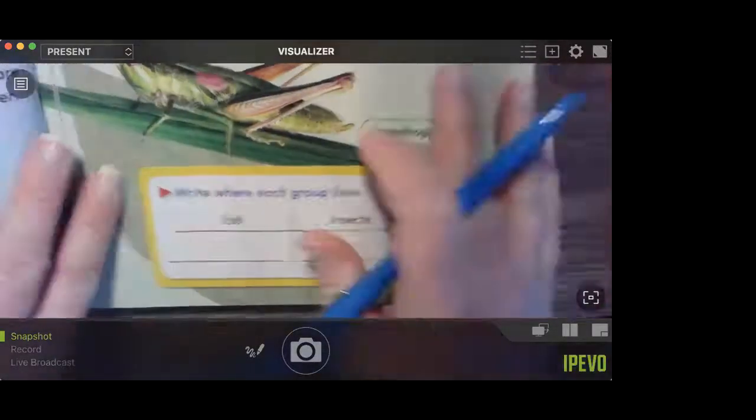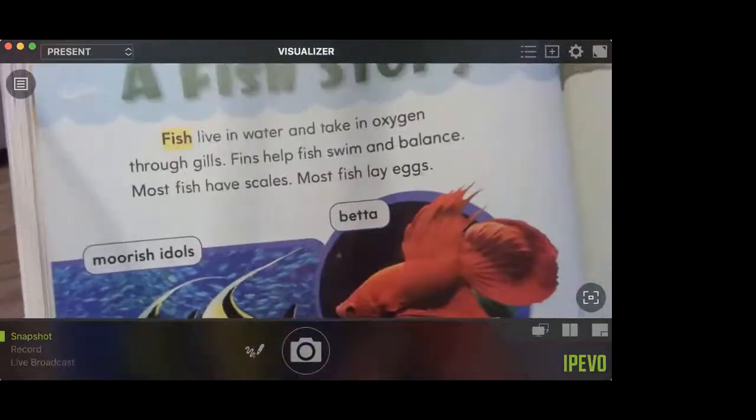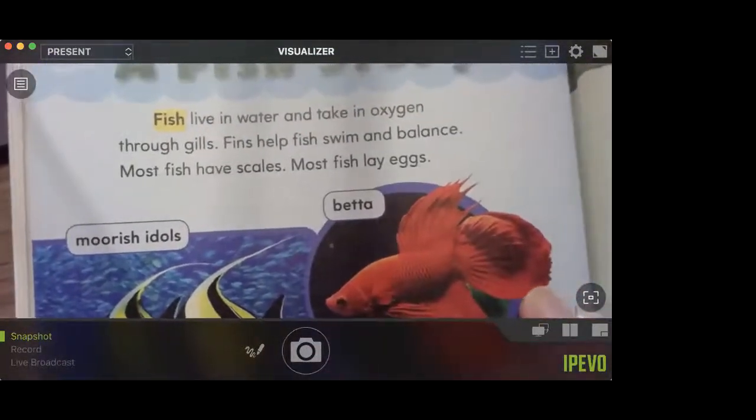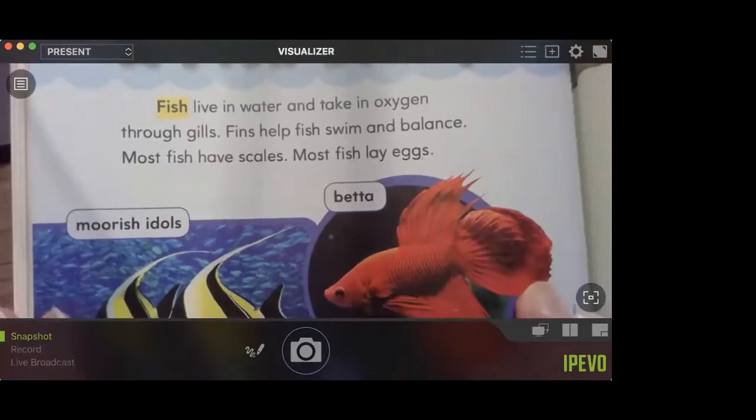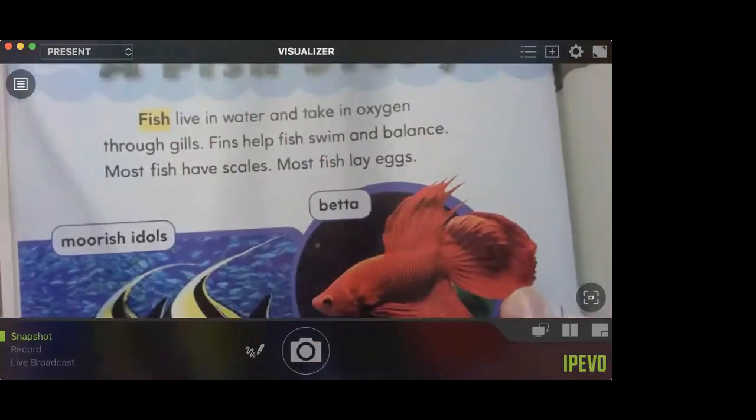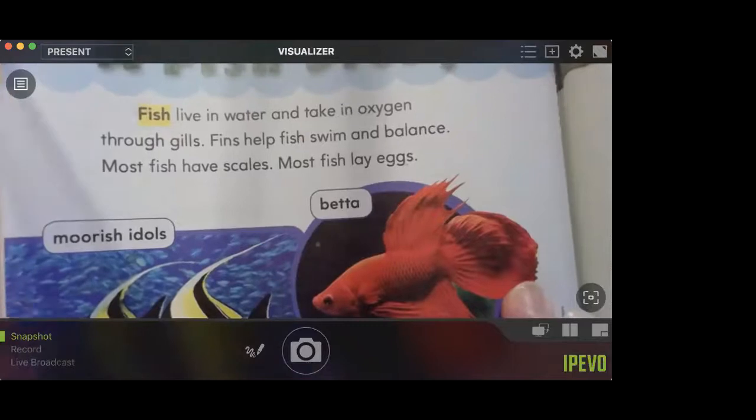All right, next two pages, and then that'll be our lesson for today. So now we're talking about fish. Fish live in water and take in oxygen through gills. So they are all in water all the time. A fish does not live on land.